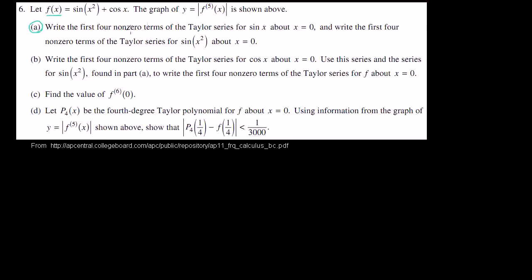Write the first four non-zero terms of the Taylor series for sine of x about x equals 0, and write the first four non-zero terms of the Taylor series for sine of x squared about x equals 0. So let's do this first part. And just a reminder, a Taylor series is a polynomial approximation of a function.